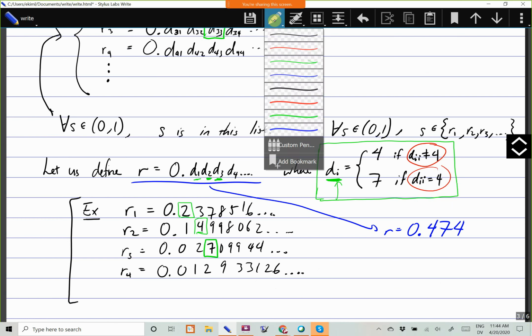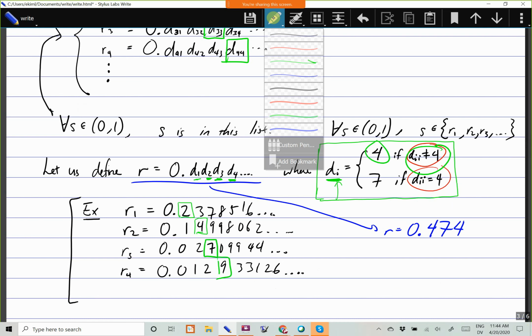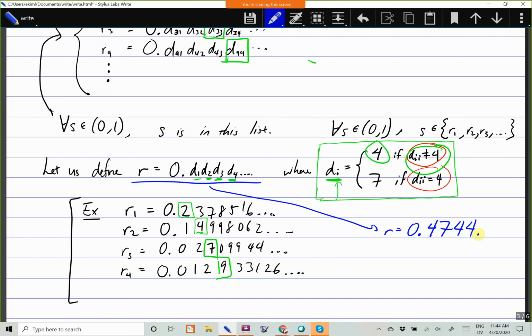And then for d sub 4, we need to look at what's d sub 4 for. The fourth digit in the fourth number is a 9, and that's a not 4, so we should assign a 4. This should be a 4 here. And this goes on. To get the fifth digit, you need the fifth number over here. We just didn't write one down because I didn't have time to write all of that for the example.